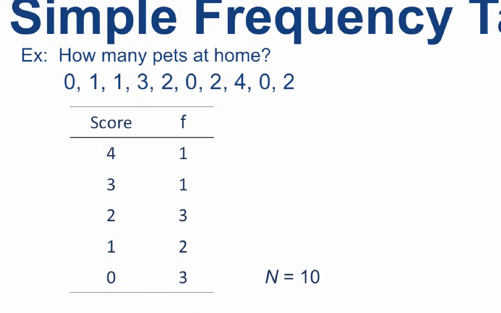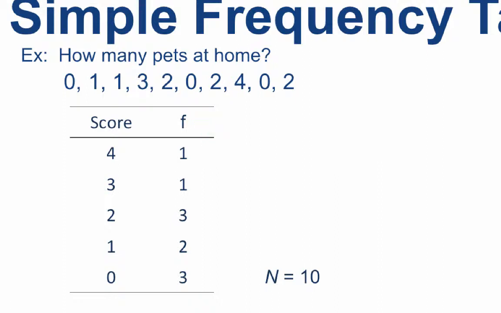Now, what would we do if one of these values was missing? What if no one had 3 pets at home? The answer is that we would still include the 3 in our X column, but it would have a frequency of 0. In the X column, we want to include the full range of our data, including values that are missing. We will create the F column using the frequency scores.